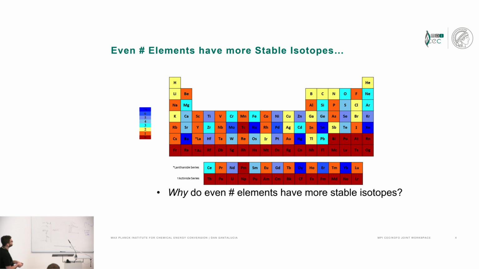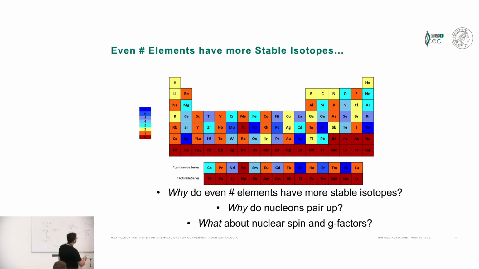Even in the lanthanides, you see that. And it has to do with the fact that nucleons tend to pair up. So protons form pairs and neutrons form pairs. And if you recall, electrons form pairs. There's something fundamentally similar about all of these particles and how they pair up. That's going to become very important.